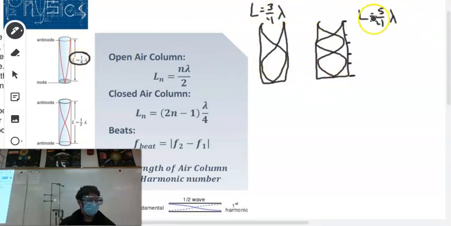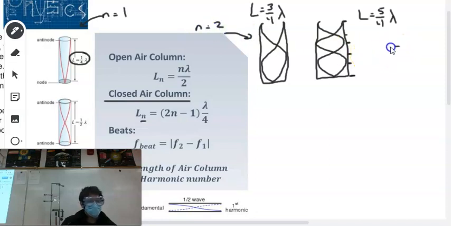1/4, 3/4, 5/4. So if we're to write this as an equation, now I have the equation here for you, for a closed air column, the equation is L equals (2n minus 1) lambda over 4. So what's n then? n is the harmonic number. So I told you this is the first harmonic. That's n equals 1. This example is the second harmonic. So that's n equals 2. And this example is our third harmonic. So that's n equals 3.